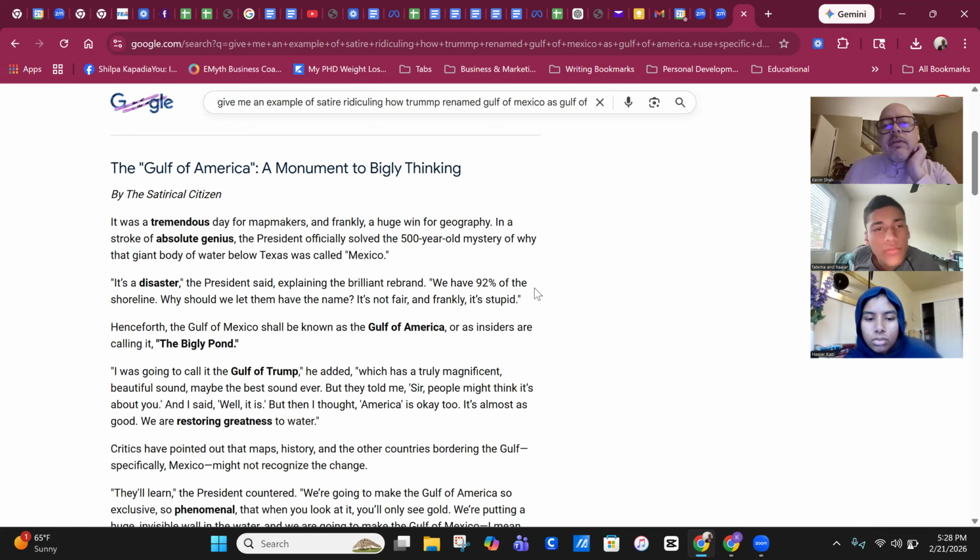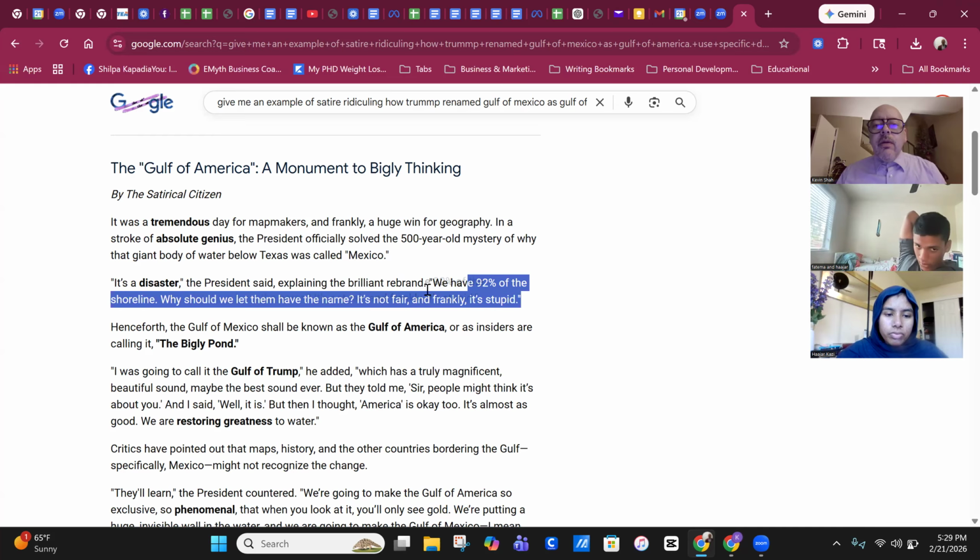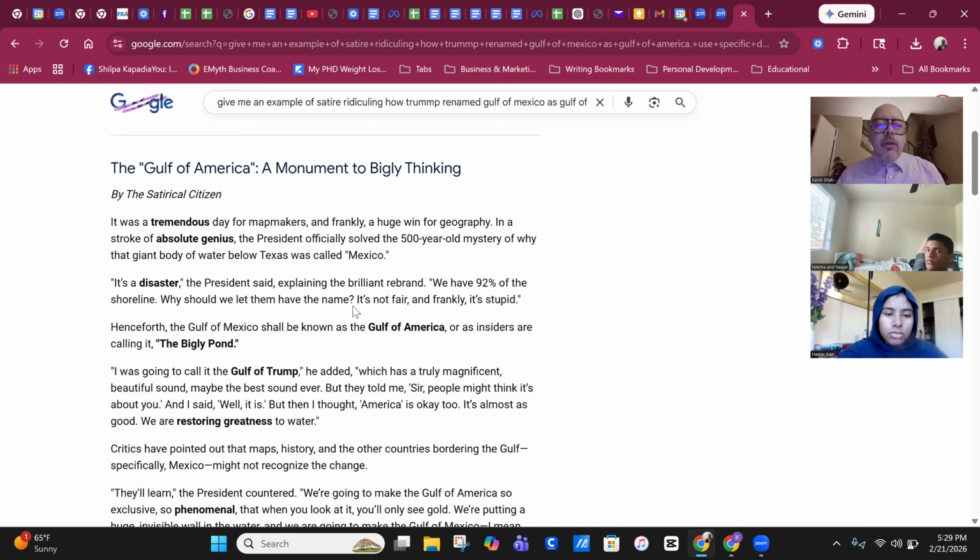The point is Mexico has had that name, and the Gulf of Mexico is named that to honor the history of that body of water, right? It has nothing to do with how much coastline they have. So that's what you're making fun of here. You're showing that Trump does not even understand. "We have 92% of the shoreline." Well, that's stupid. So what?